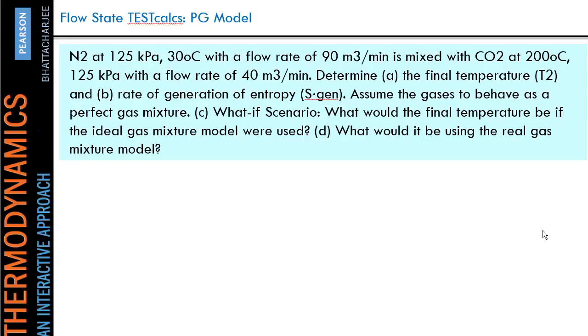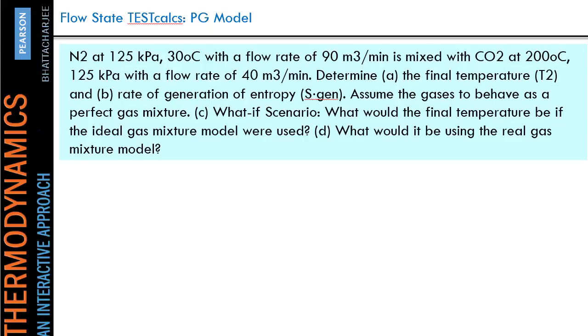Nitrogen at 125 kPa, 30 degrees C, with a flow rate of 90 meters cubed per minute is mixed with CO2 at 200 degrees C, 125 kPa, with a flow rate of 40 meters cubed per minute. We're going to determine the final temperature and the rate of generation of entropy using the PG model, and then the IG model, and then the RG model.